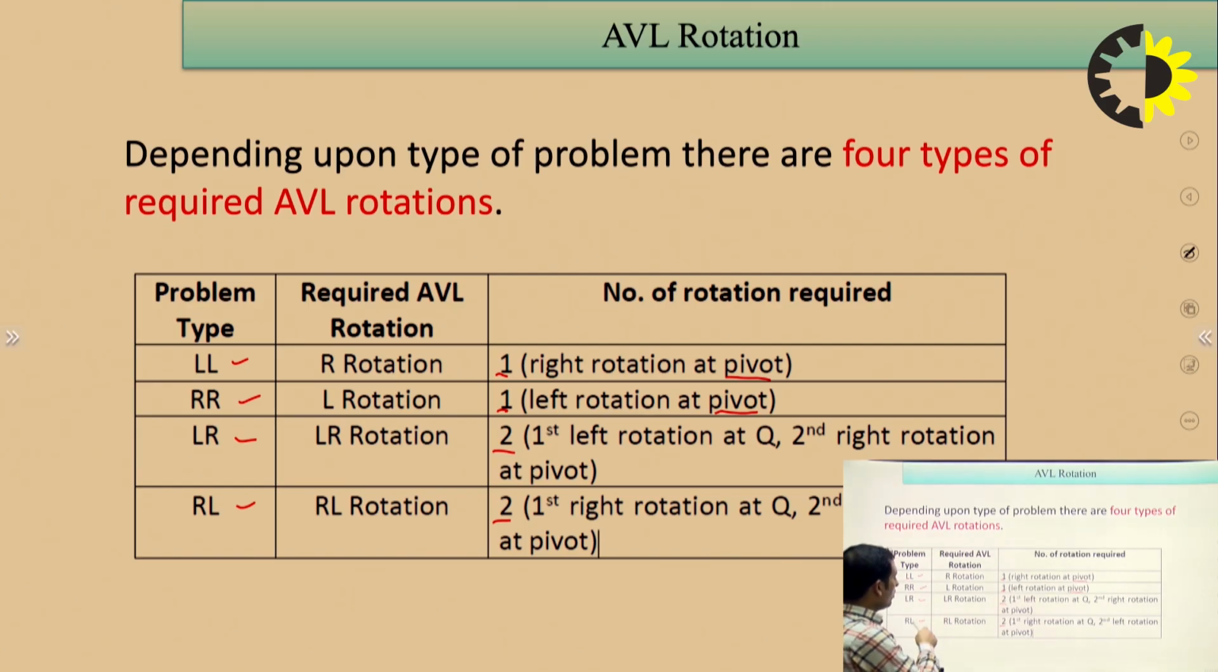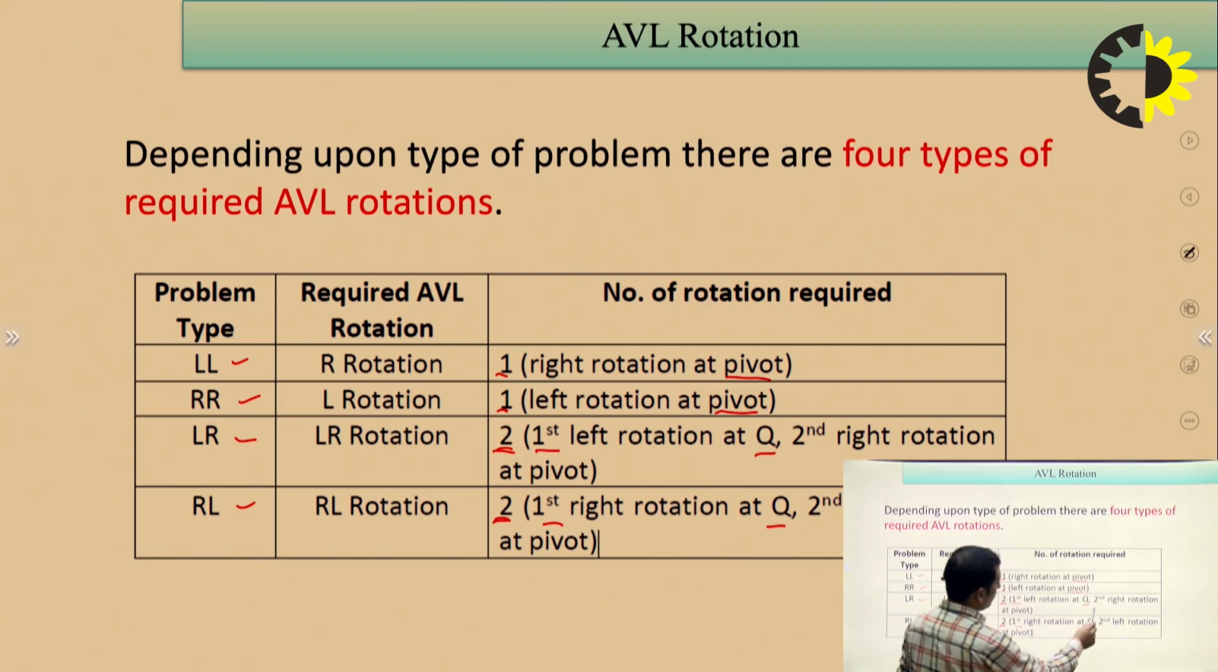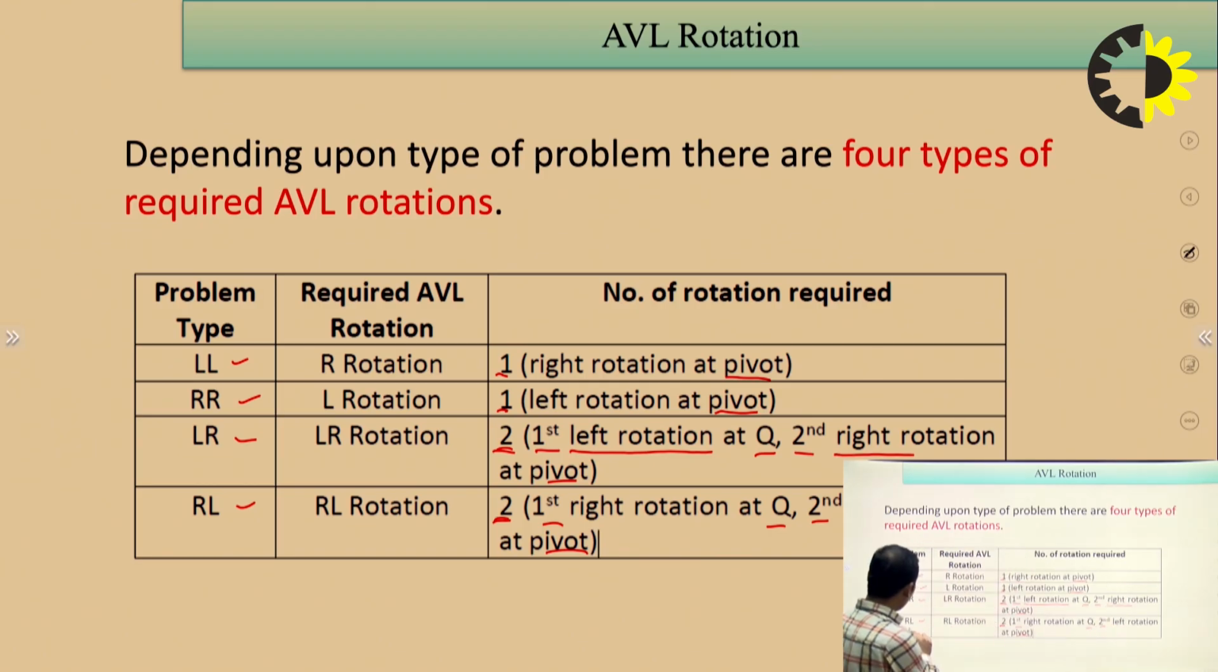If the LR problem or RL problem, we need 2 rotations. Our first rotation goes to the point Q in both cases, and the second rotation goes to the point P, meaning at the pivot. We will see the directions on the figure clearly, but here, if our situation is LR, then the first is a left rotation at the Q, and the second is a right rotation at the pivot. If the situation is RL, then the first is a right rotation at the Q and the second is a left rotation at the P.